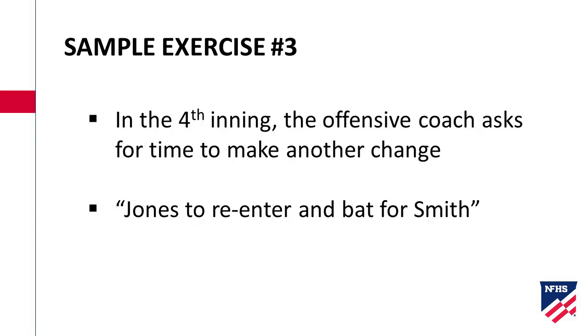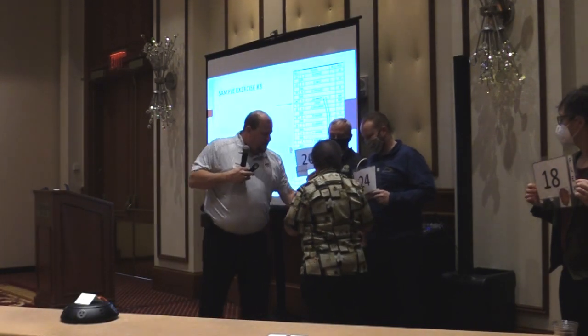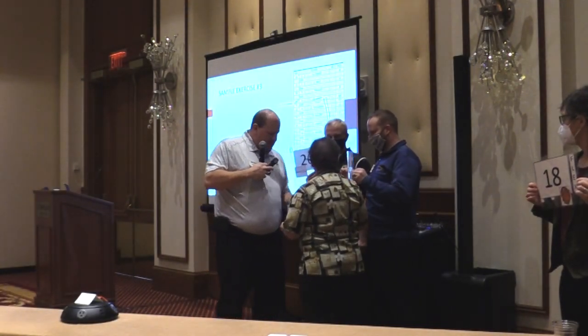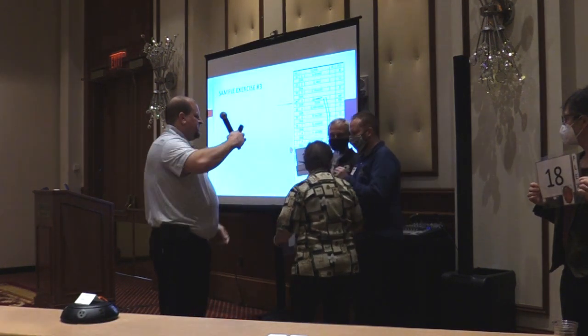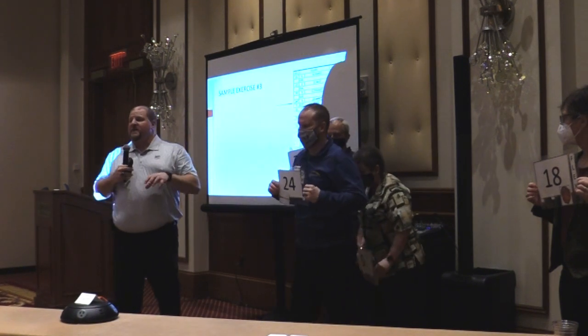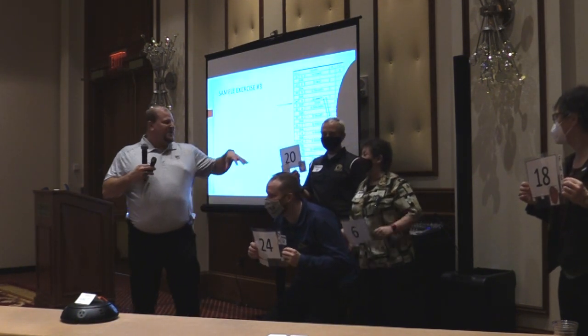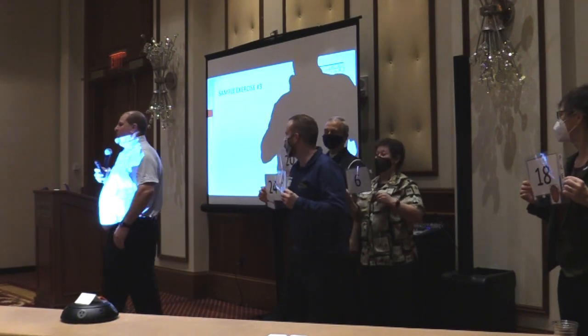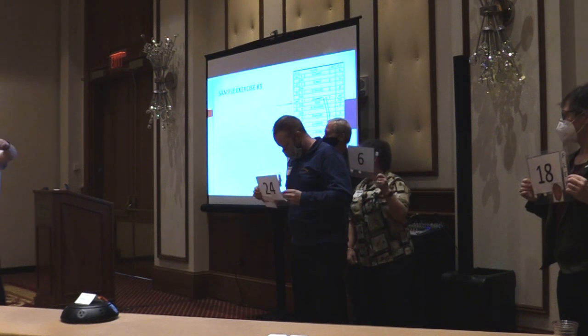Okay, now in the 4th inning, the offensive coach asks for time to make another change. And you say, really? Jones is going to re-enter to bat for Smith. Okay? So at this point, you got to give up your bat. Boom. And you're back to being the active DP. Boom. And you two just switch positions. Because now you're still locked in that lineup. So again, it's that physical aspect of, yeah, Diane's hiding, but she is still in that 4th spot, right? She can't go to any other position in the lineup. She's locked into that 4th spot.